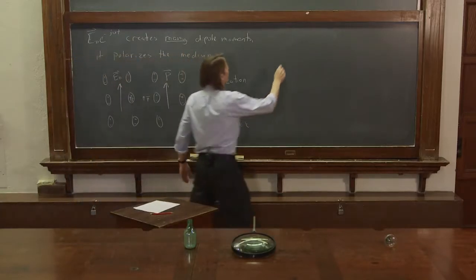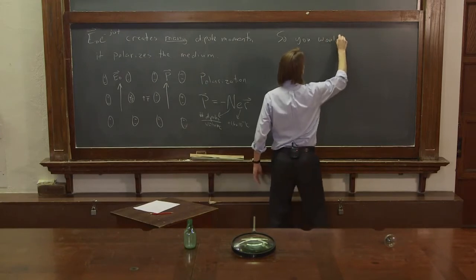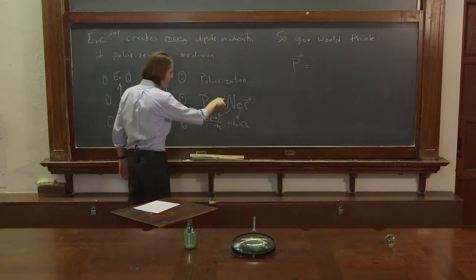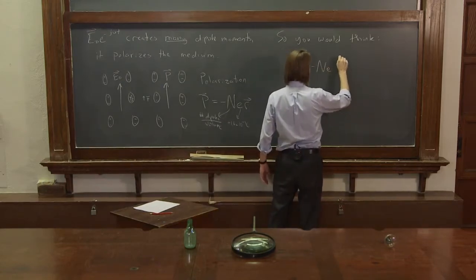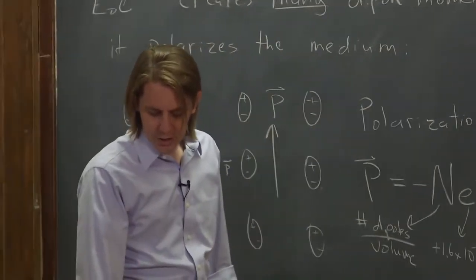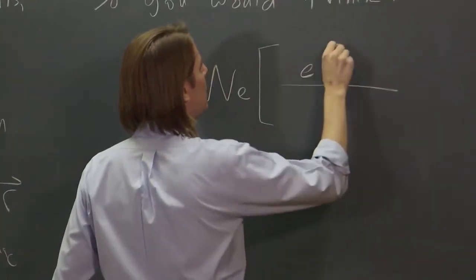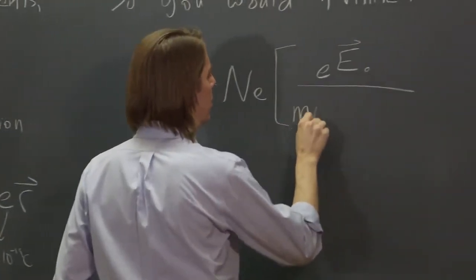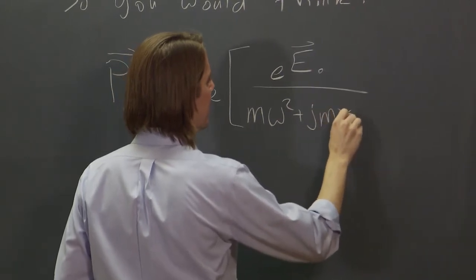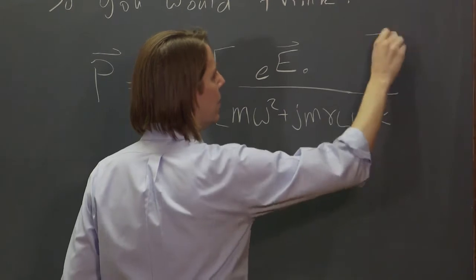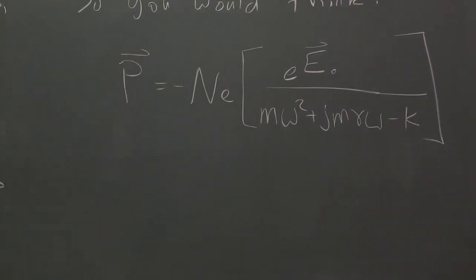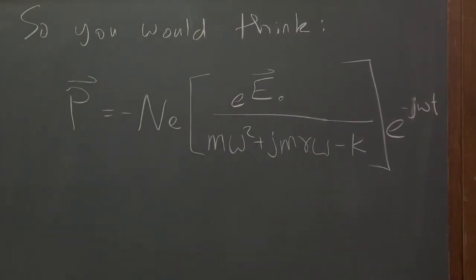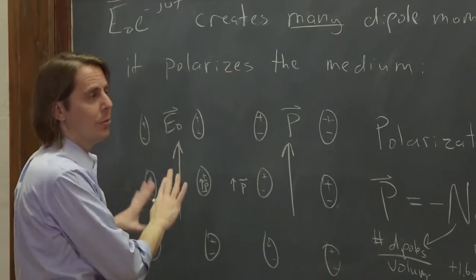Okay? So, given all that, you would think that we now very easily have big P, right? Big P is minus N e R, minus N, charge of the electron. And then R, we just solved for. It was the charge of the electron, E naught, because that gave us the force in the top. And then in the bottom was all the terms, m omega squared plus j m gamma omega, and then minus k, I believe it was, and I will check. Yes, minus k. Oh, and then I was forgetting something, e to the minus j omega t. So that would then be how the polarization changes with frequency and how it depends on all those factors.